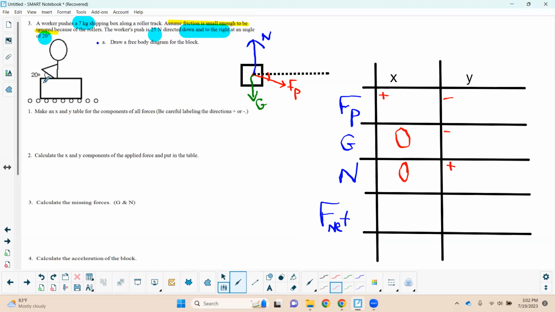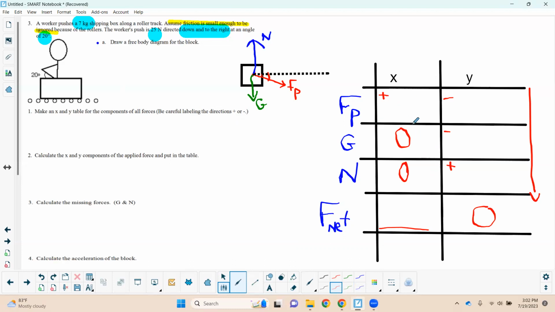And we said that the box does not accelerate up or down. So it's balanced going up or down. So when something's balanced, we get a 0 when we add these up. So when we add all the Y directions up, we're going to get 0. Okay. For the net, it looks like the net force is equal to whatever this pushing force in the X is going to be.